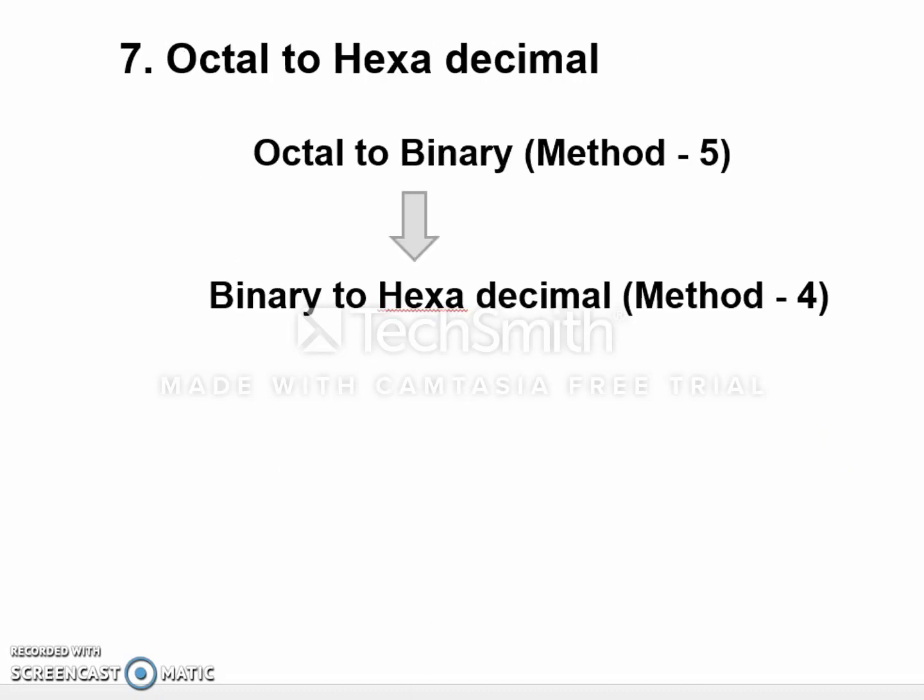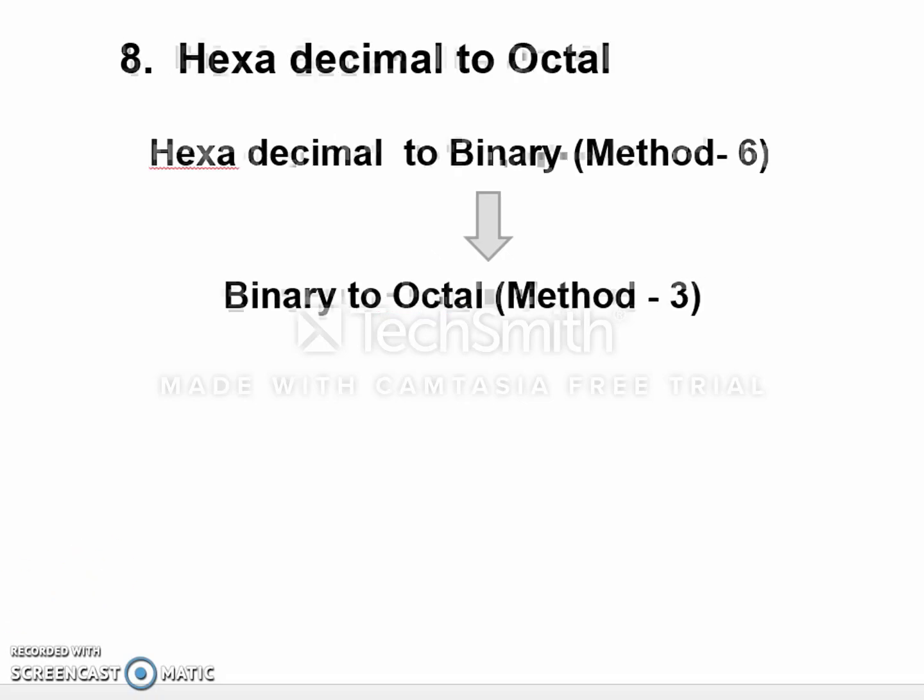Now the 7th method, that is octal to hexadecimal conversion. To convert octal into hexadecimal, we need to convert the octal number into binary. That has already been discussed in method number 5. After that, that binary number needs to be converted into hexadecimal. That has already been discussed in method number 4. So this is how we can convert octal into hexadecimal.